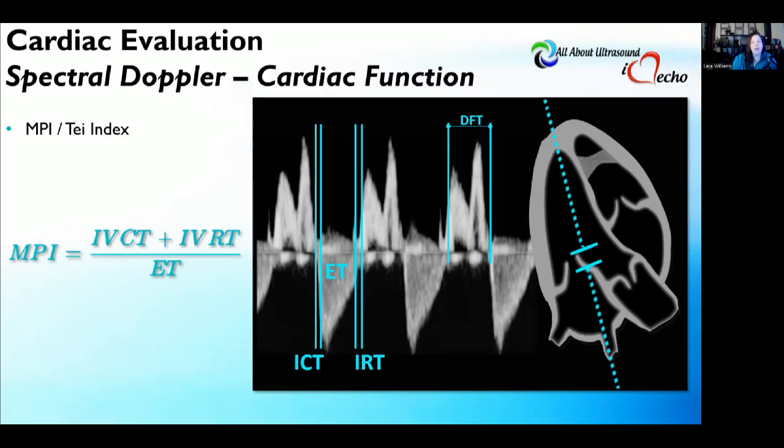So if we think about the A wave, that's that atrial kick, right? So that atrial kick is happening during diastole. And then from there, we start into isovolumic contraction, and that's where systole comes from, right? So systole starts to happen right here, and this is part of systole, both the ejection time. Then we go back into diastole again, right?